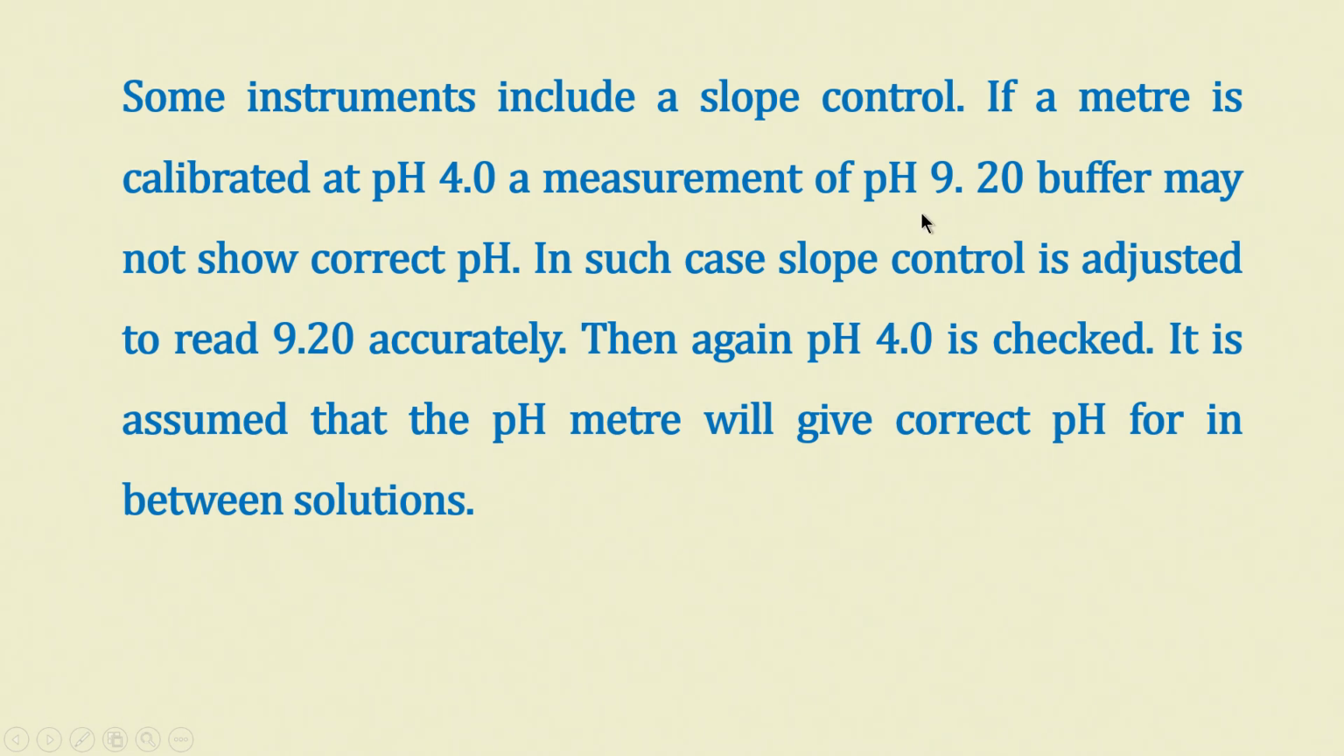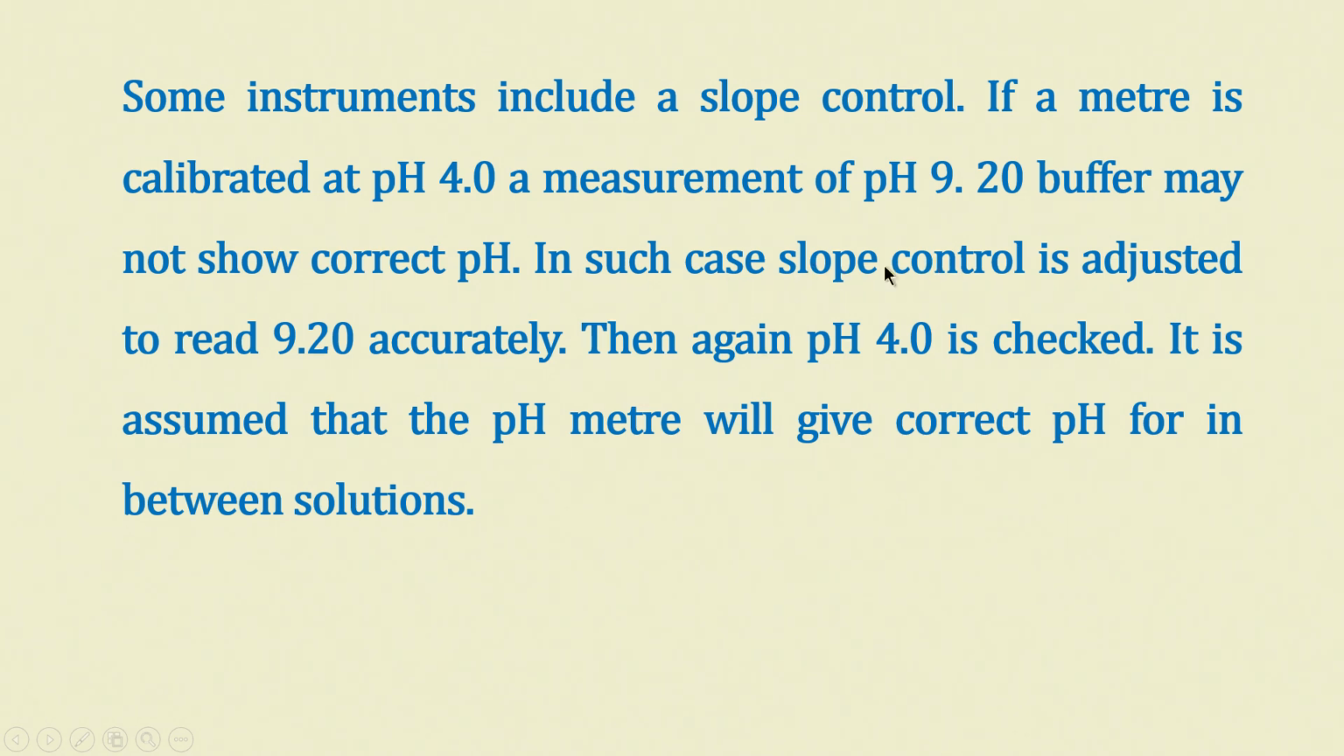So, we use a calibrated buffer at pH 4, and then I want to measure a pH around 9.2. We know that it will not show the correct pH. So, in such case what do we do? We have to adjust the slope to RT by NF. What is RT by NF? R is gas constant, T is temperature, N is number of electrons and F is Faraday. So, whatever number you get, that should be the slope.